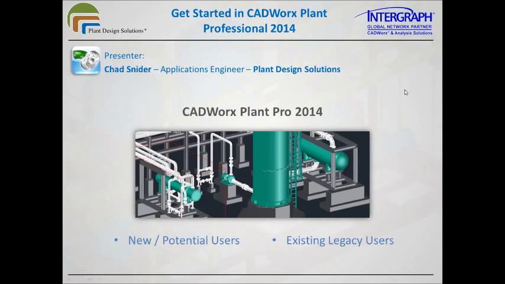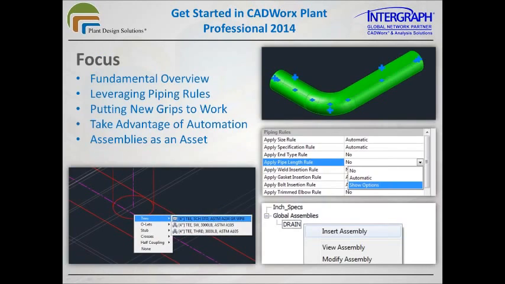Okay, we're going to start off with just a fundamental overview of CADWorx, which will be mostly verbal. We're also going to look at leveraging the piping rules, which is a big part of the automation built into the newer versions of the software. We're also going to look at putting the new grips to work. We now have new grips and new functionality and new ways we can utilize these grips in the model.